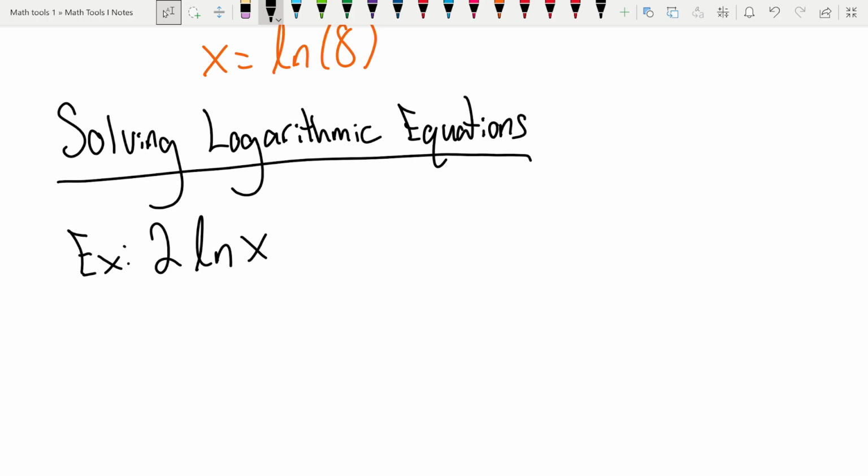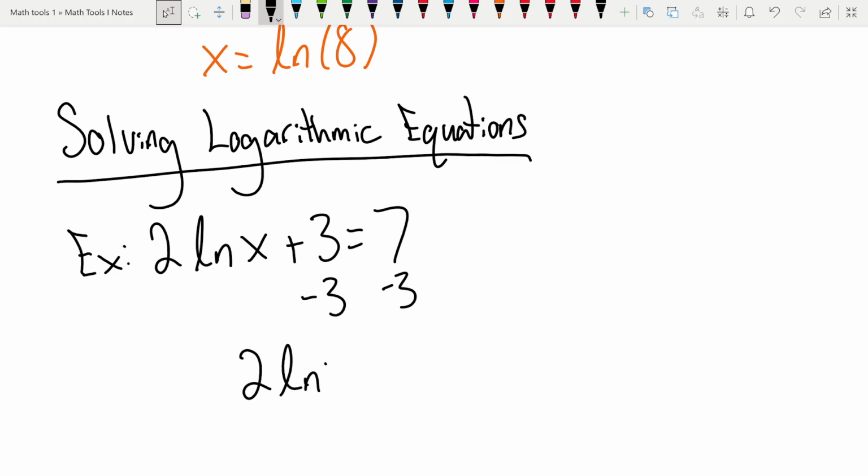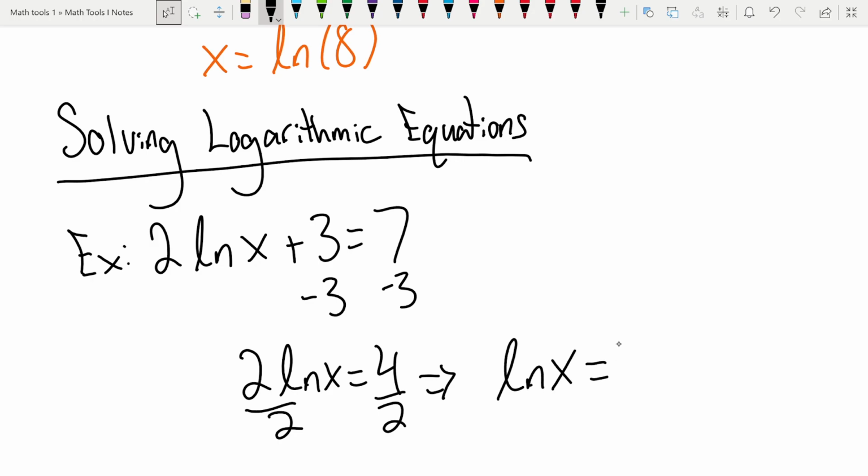Let's say we have 2 natural log of x plus 3 equals 7. Naturally, we're going to want to get the natural log of x part by itself first. So we can just do a little bit of algebra. Subtract 3 from both sides. Divide both sides by 2. All the normal algebra steps we would do. So we get natural log of x equals 2.